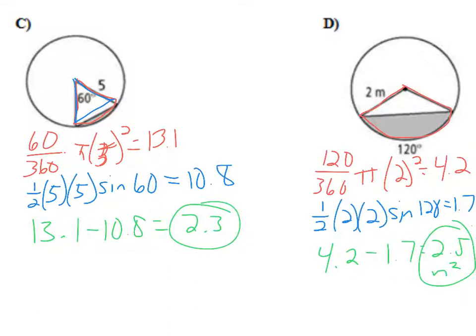So, as you can see from my work here, the red is the area of the sector. I took the degree measure over 360 times pi times my radius of 2 squared, giving me an area of 4.2. The blue is my area of the triangle, 1/2 times the two legs times the sine of the angle in between, giving me an area of 1.7. And finally in green, the red minus the blue to find the area of my segment, 4.2 minus 1.7, gives me an area of 2.5 square meters.